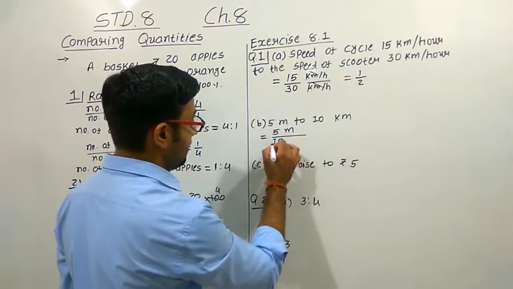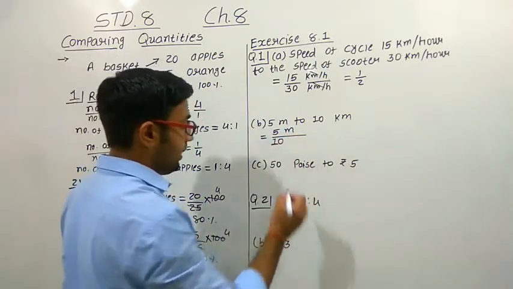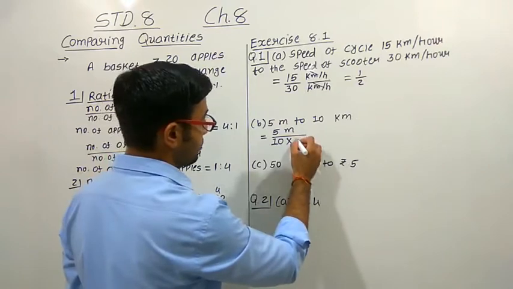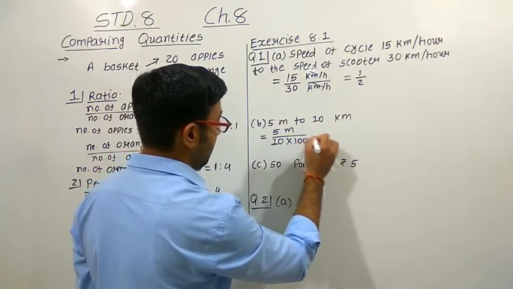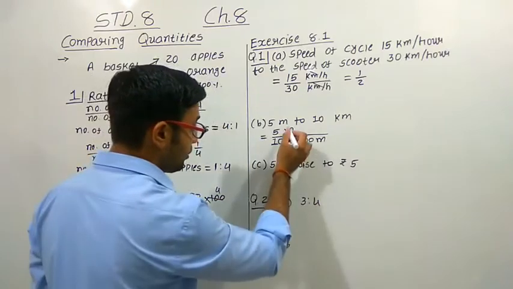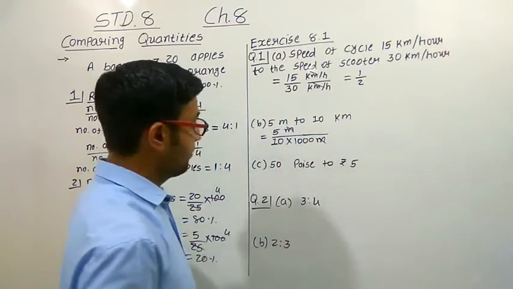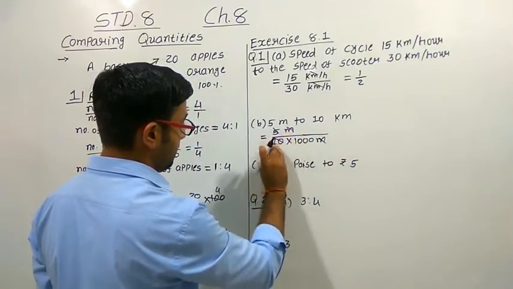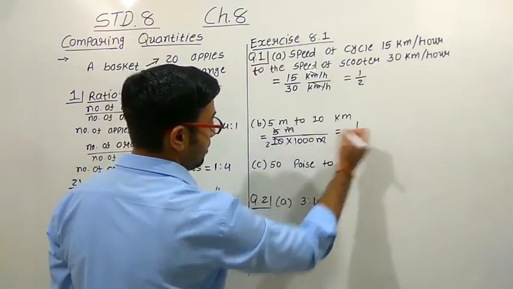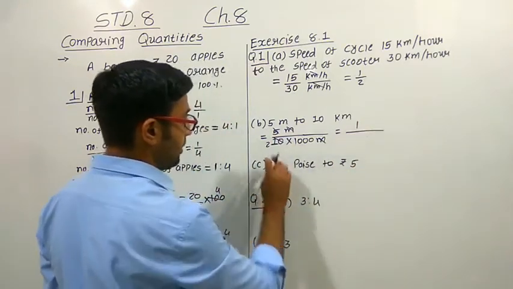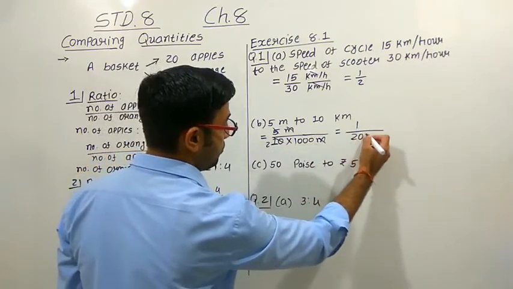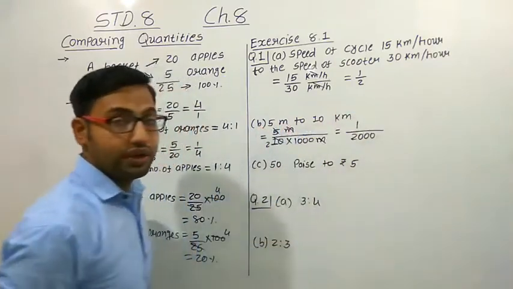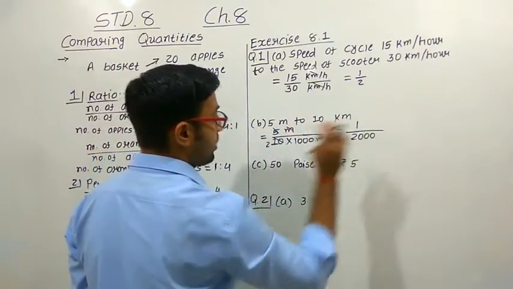Now 10, if we want to convert it into meter, we have to multiply it with 1000, because 1000 meter is equal to 1 kilometer. So 1000, now it is converted into meter. You can see that here also the units will cancel out each other, right? Here 5 twos are 10, we can cut it. So in the numerator 1 will be there, and in the denominator 2 into 1000, that is equal to 2000. So this is the ratio of 5 meter to 10 kilometer, and it is 1 is to 2000.